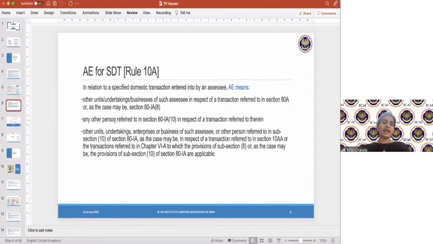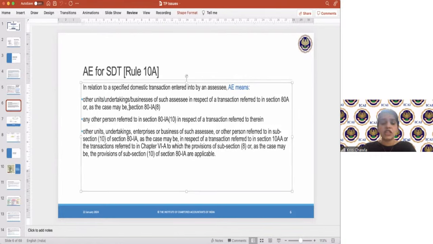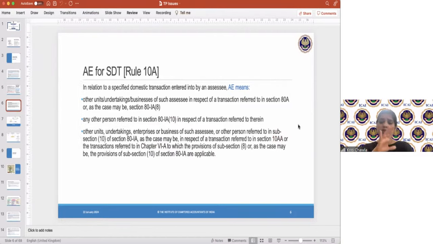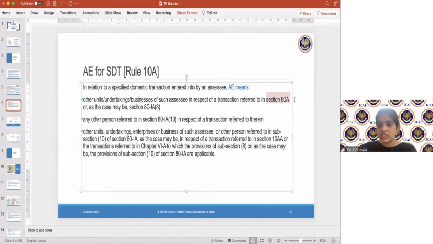Just like the way that we had it for international transactions, the AE for SDTs is provided in rule 10A. If you read through the definition under rule 10A, you'll see that they again talk about undertakings or businesses provided under 80IA, 80IB, or sections like 10AA, etc. In essence, the moment you have an enterprise claiming exemptions under these sections, they will become an associated enterprise. Also, they look for close connection, but the term close connection is not really defined.